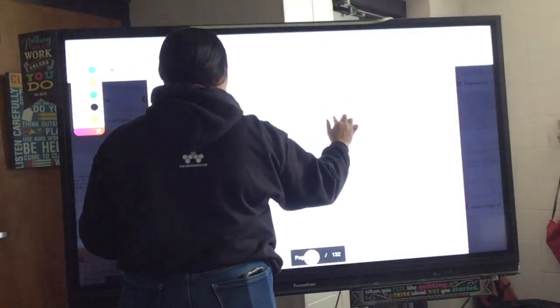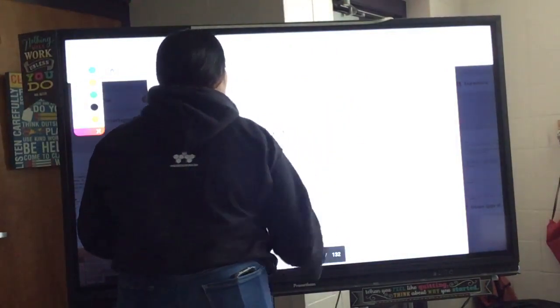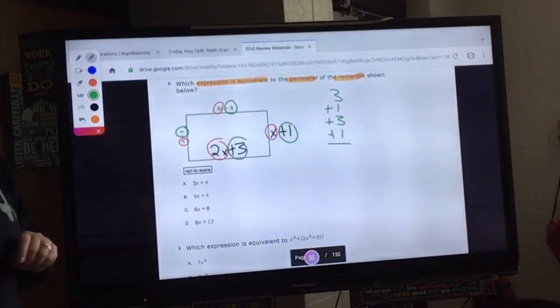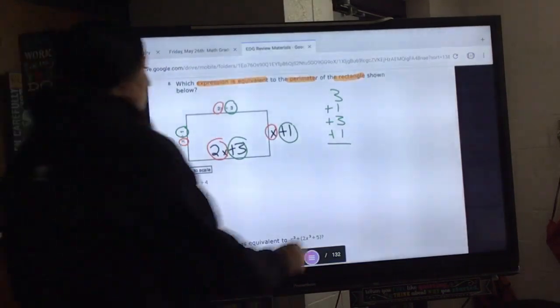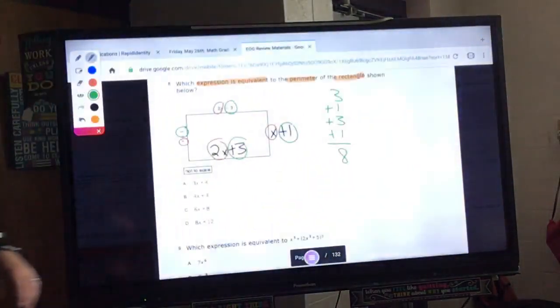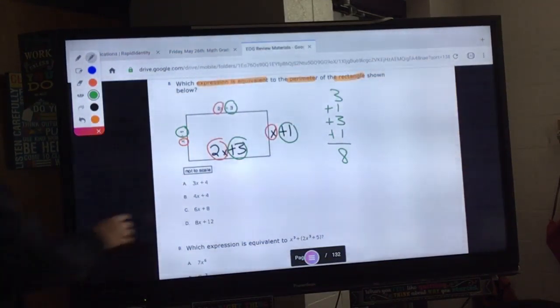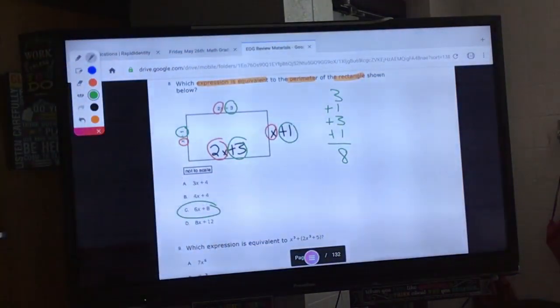So 3 plus 1 plus 3 plus 1 gives me what? Wait. 6? No. Eight. So with knowing that that number is 8, do I know my answer without doing anything else? Yes, I do. Because this is the only one with an 8 in it. Again, knowing that I have to combine like terms, starting to combine those, and I don't even have to finish the problem because I've already got my answer.